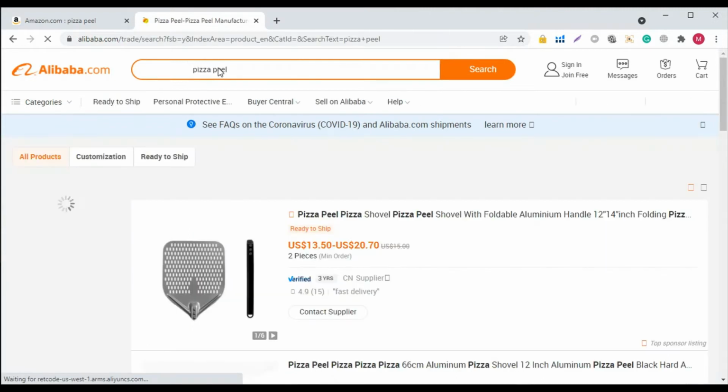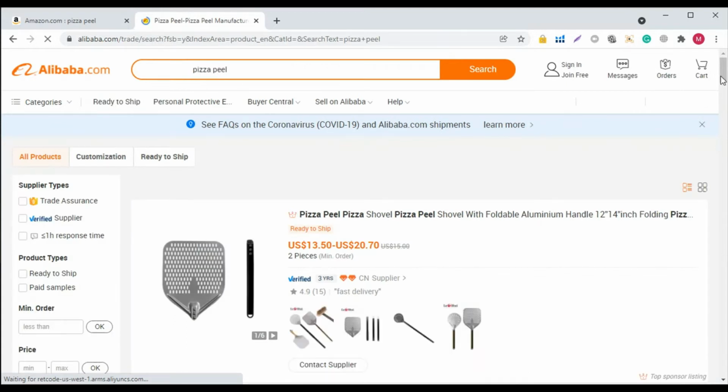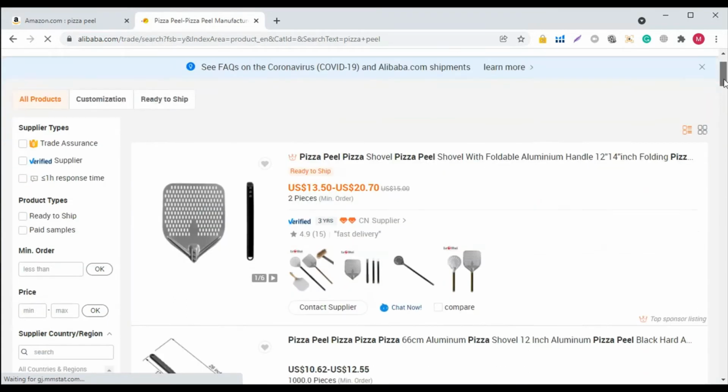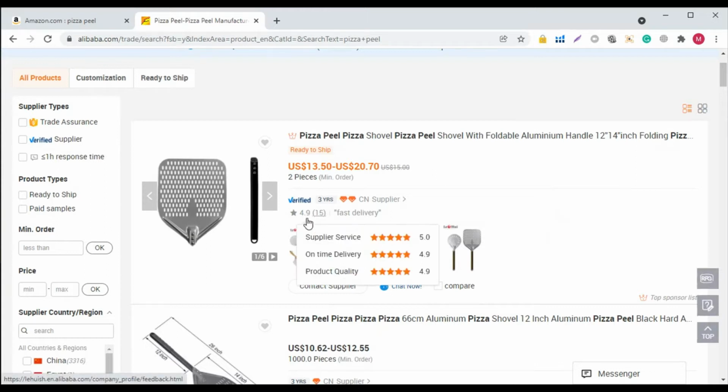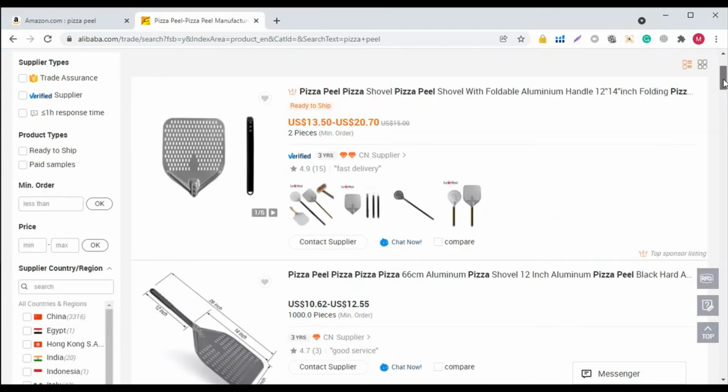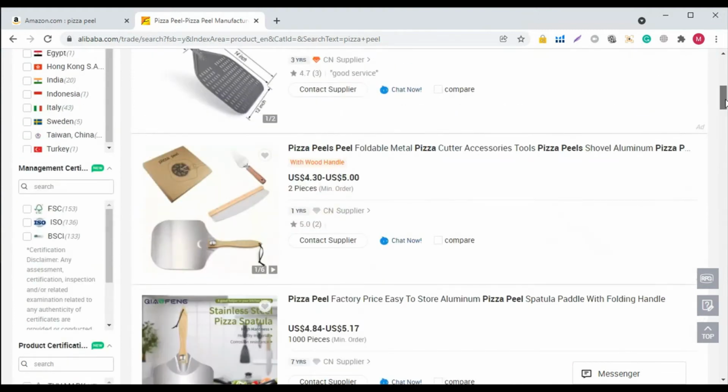So after searching pizza peel on Alibaba, I will get various suppliers. What I need to confirm from the supplier is that the supplier must be verified, have at least 2 years of experience, and have above 4.6 star rating. So I will scroll a bit down to find exactly what I'm looking for.